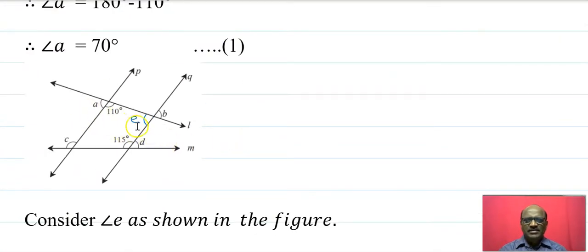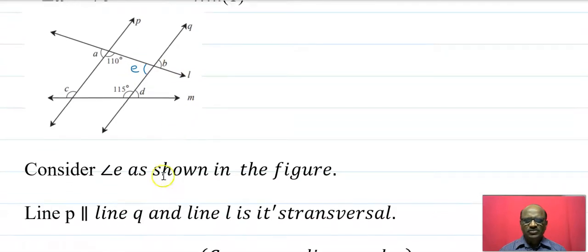Next, consider the vertically opposite angles, B and E. Suppose this angle is E as shown in the figure. Now, as these two lines are parallel, angle A and angle E are corresponding angles. But we know the measure of angle A is equal to 70. Therefore, E is also equal to 70. E and B are vertically opposite angles. Therefore, the measure of angle B is equal to 70 degrees.